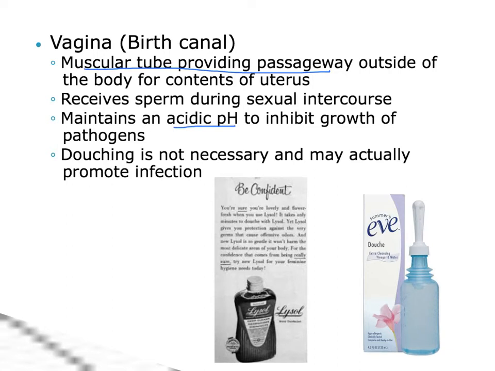Some women are concerned about the cleanliness of the vagina, especially having to undergo a menstrual cycle every month, and they practice something called douching, which is basically inserting water, or sometimes water and vinegar or a commercial product like I have down here on the bottom, and squirting it back up into the vagina as a way of feeling like it makes it cleaner.